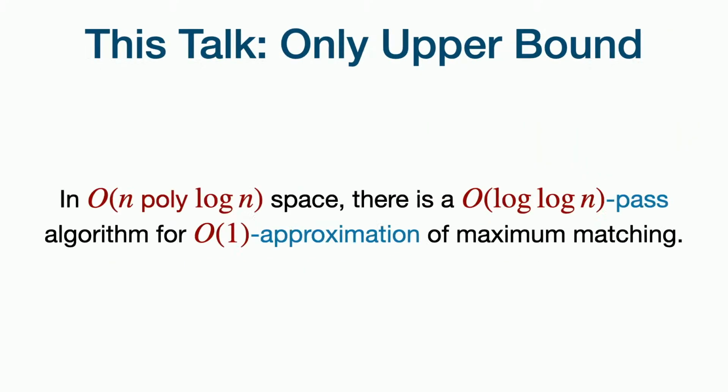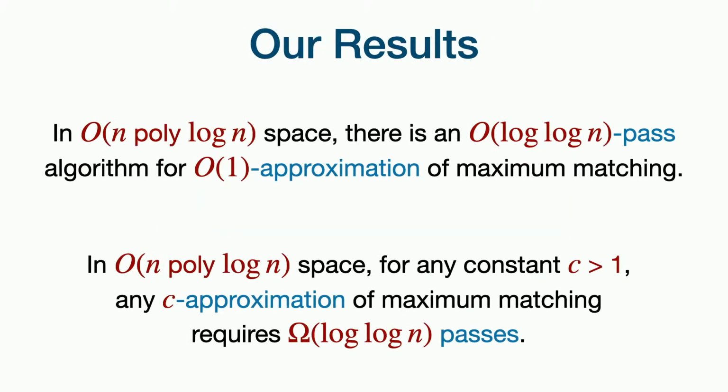Is insertion-only very easy? Insertion-only constant approximation is easy. As the edges arrive, you just construct a maximal matching. And you only need order n space because the matching will only have order n edges. But with deletions, the lower bound says that you actually need log log n passes. And when deletion is allowed, you cannot do just order n space either. It's not possible. You need at least n polylog n space.